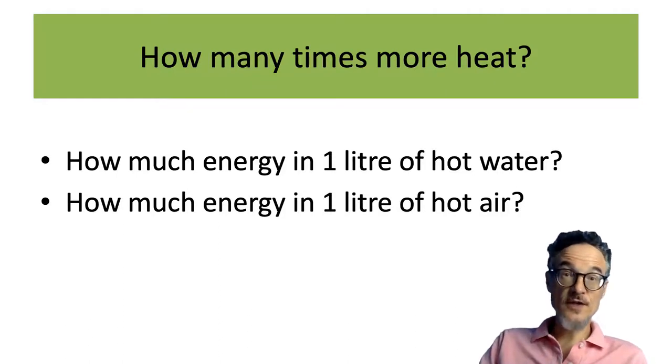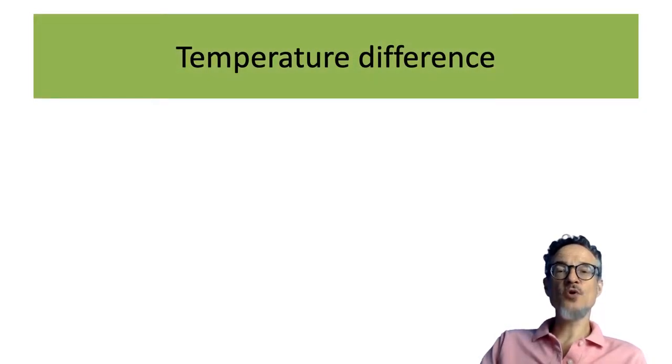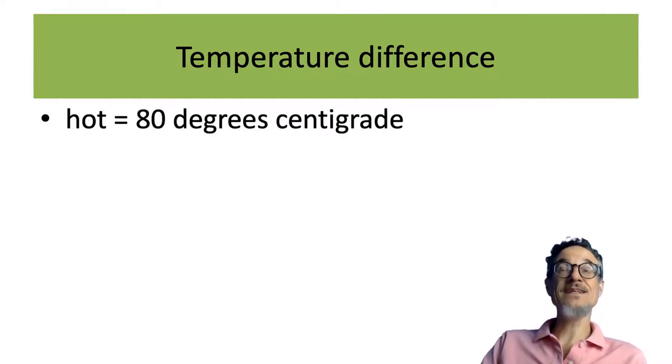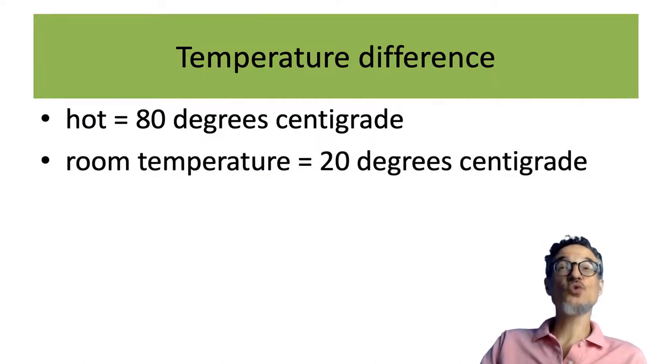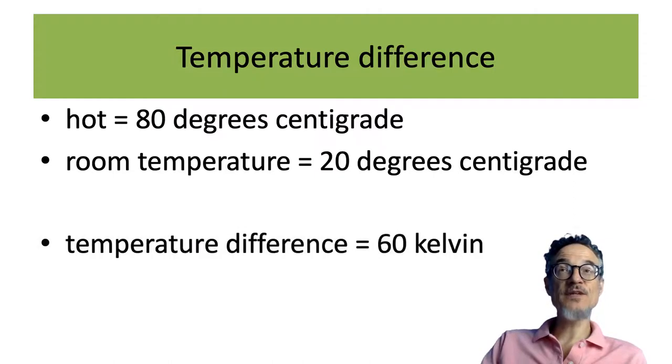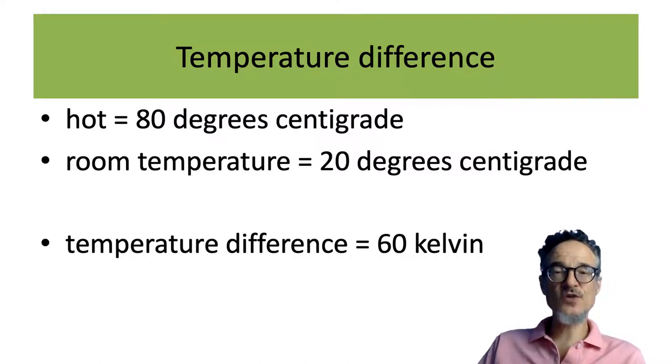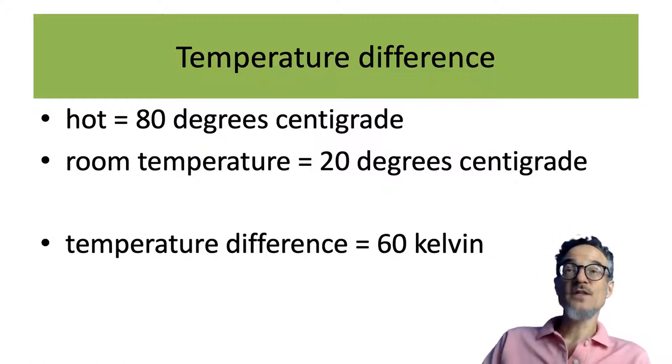Anytime you want to go away and calculate this yourself, please press pause. I am just going to give you a bit more information. When we say hot, we're talking about the temperature difference. So to get the energy out of hot water, it has to cool down. Let's say that the hot water is 80 degrees centigrade, and room temperature is 20 degrees centigrade, and this means the temperature difference is 60 Kelvin. And just to keep track of the units, let's use centigrade if we're talking about absolute temperature, and let's use Kelvin for talking about temperature difference. So 60 Kelvin.